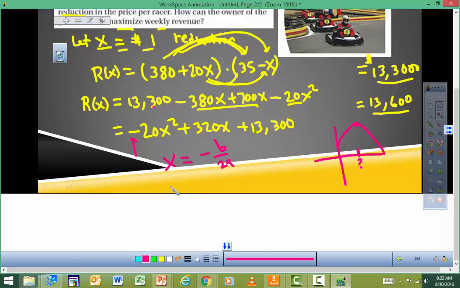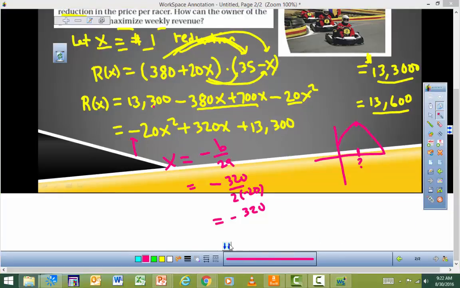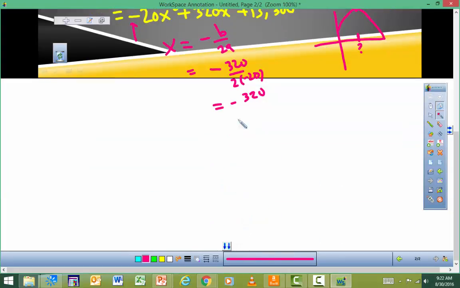So in this case, we'd have negative b, so negative 320 over 2 times negative 20. And so what we'd get is negative 320, I'll go down a little bit further and run out of space, negative 320 over 40, right? And that's negative 40, right? And so what do we get? 8, right? It's a positive 8.